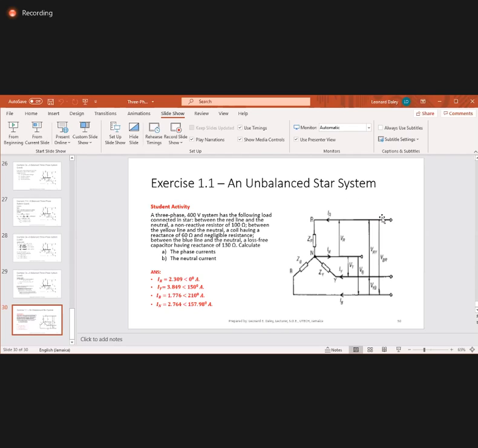Sir, I had a little challenge with the neutral current, but I figure it was because I had the wrong angles and the magnitudes of the current. Okay. You had seen the answers, I had put all the answers. Yes, sir. I saw it after, but I was just working it out before.